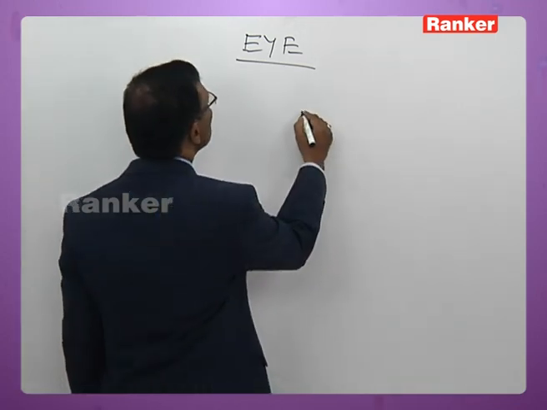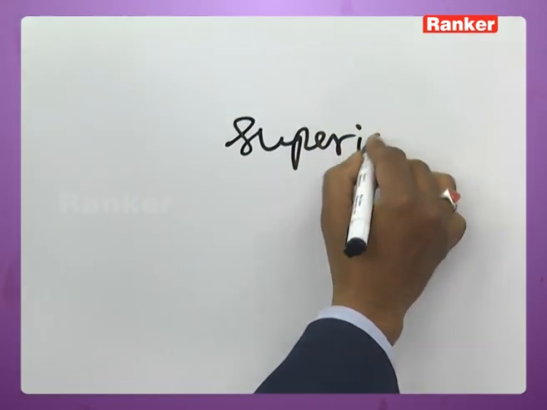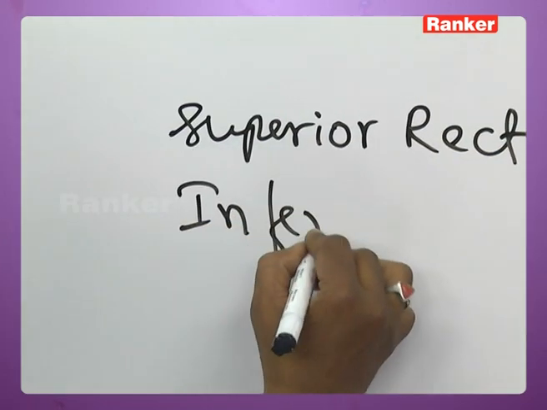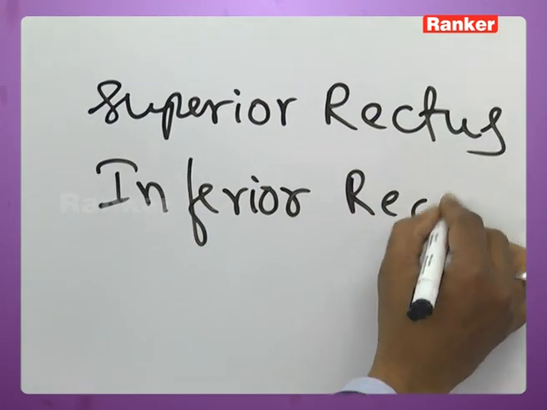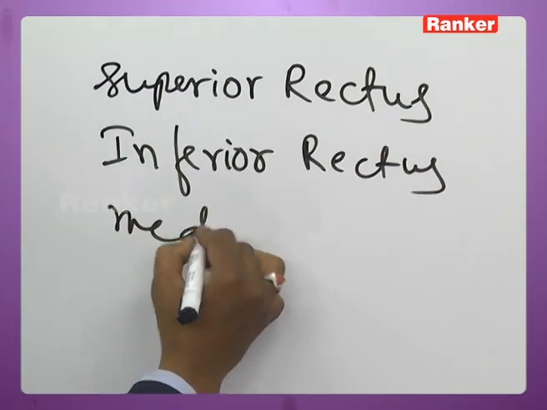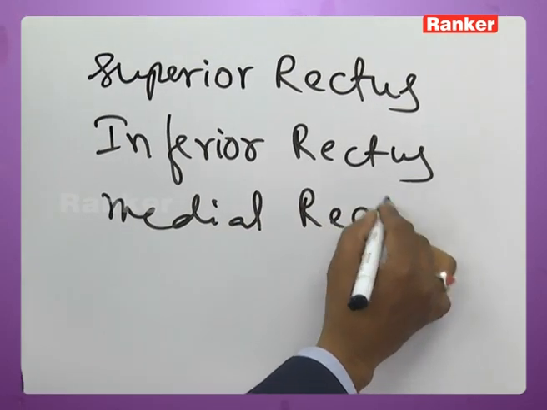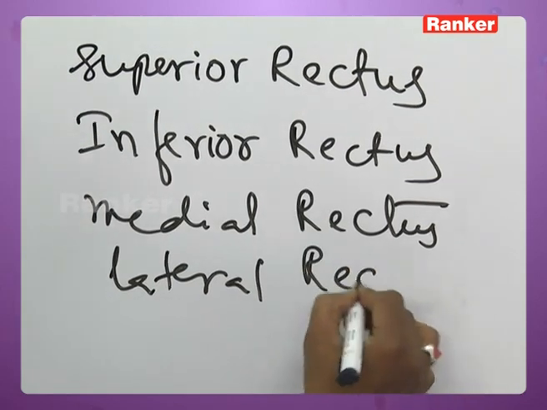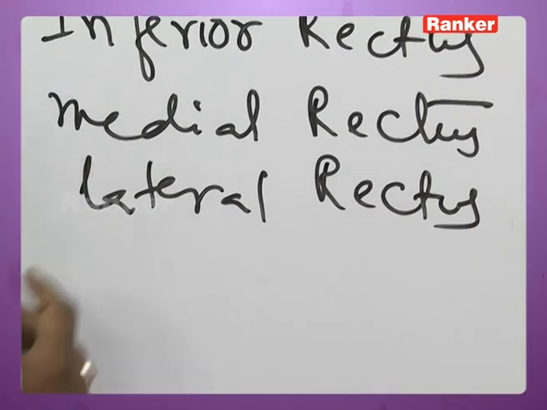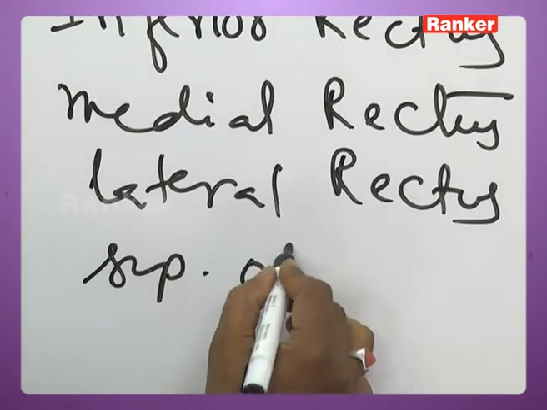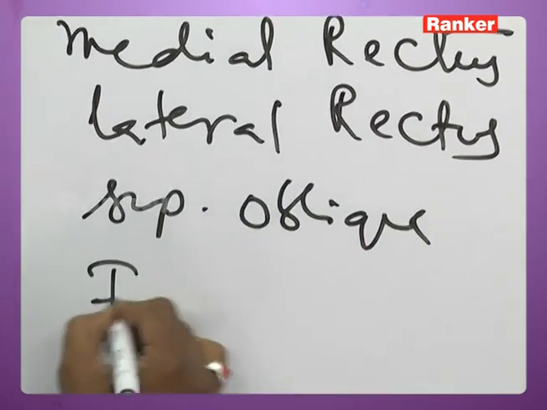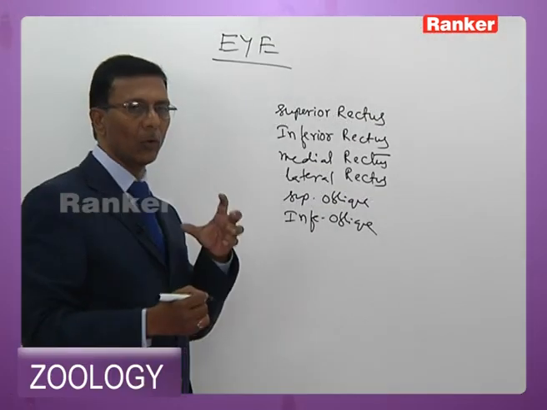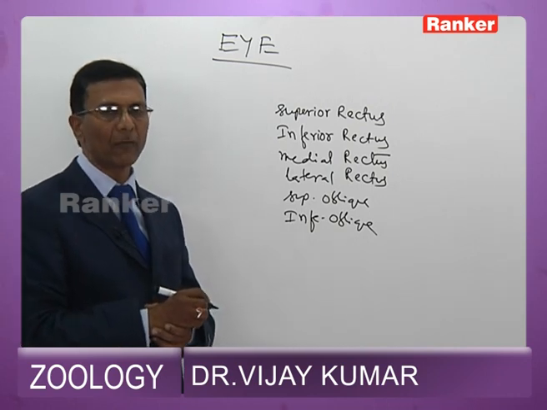They are superior rectus, inferior rectus, medial rectus, lateral rectus. Apart from this, superior oblique and inferior oblique. These six muscles hold the eyeball intact within the orbital fossa.